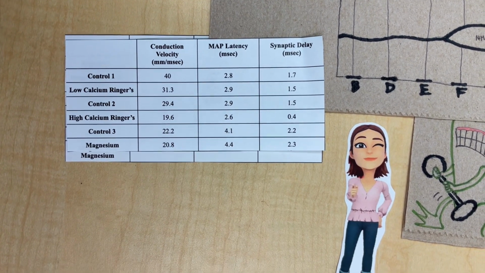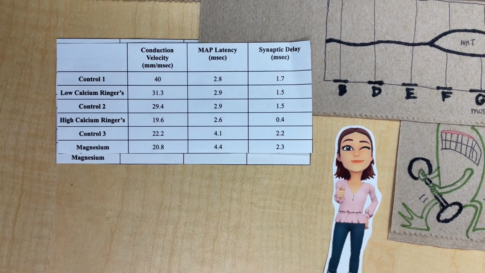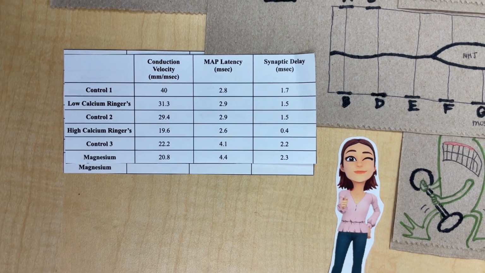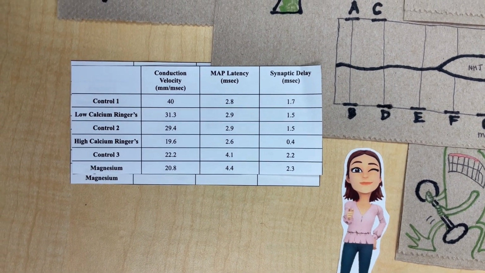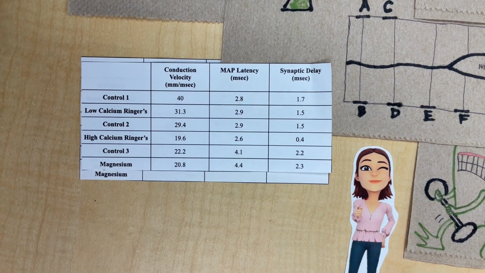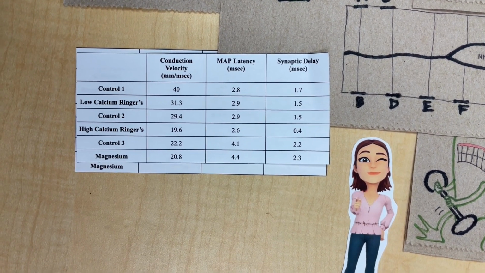However, if you look at our results, there is an increased MAP latency of 2.9 milliseconds in the low calcium ringers compared to 2.8 milliseconds in control 1, which ultimately means that the synaptic delay did increase due to an increased depolarization time.